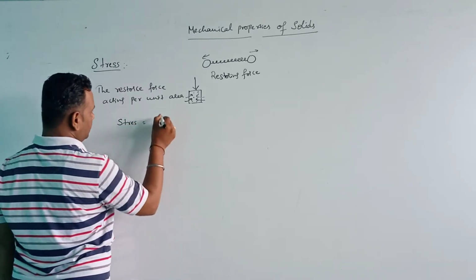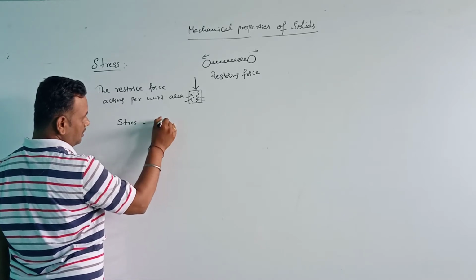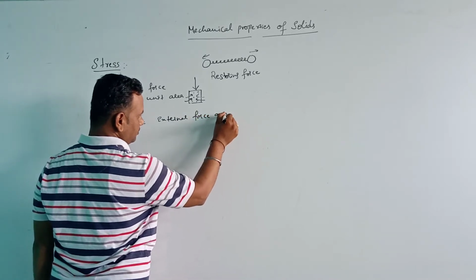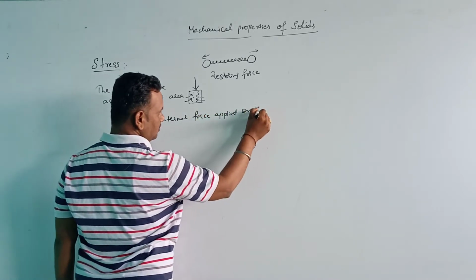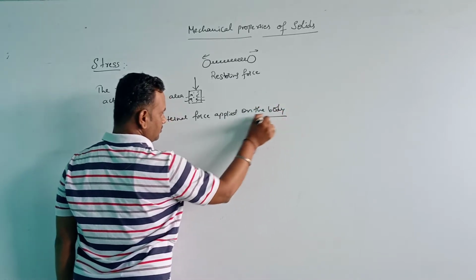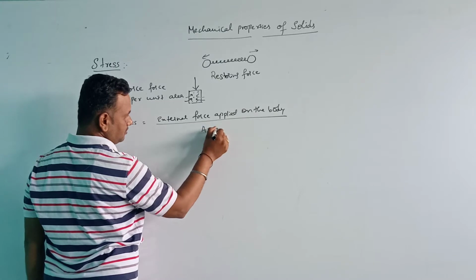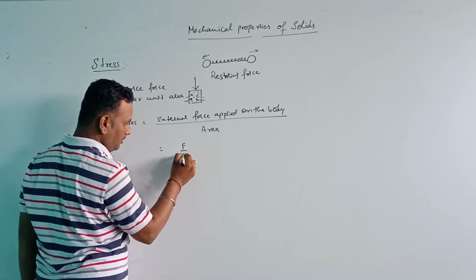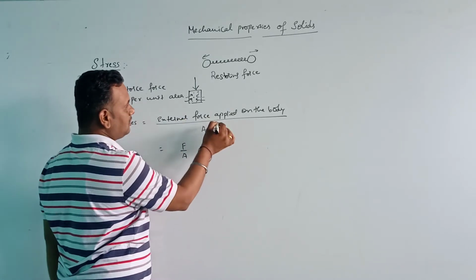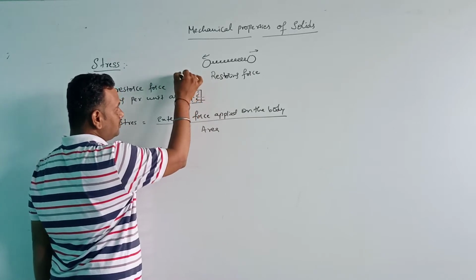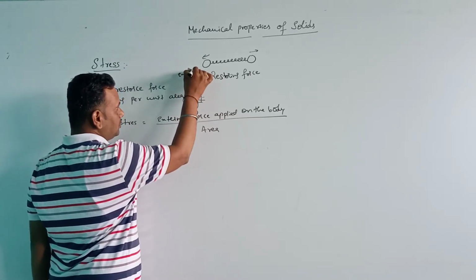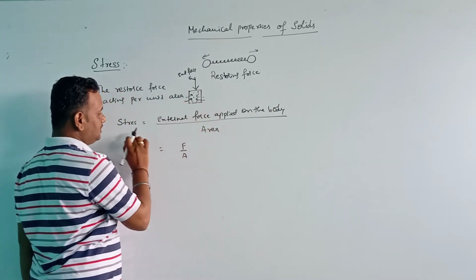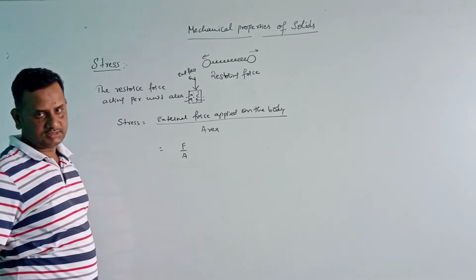That means restoring force means external force applied on the body divided by this area. That is per unit area. That means F by A. Here F means external force. This is the external force which is acting on the body per unit area of this body. It is called as stress.